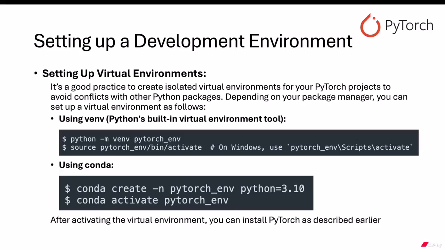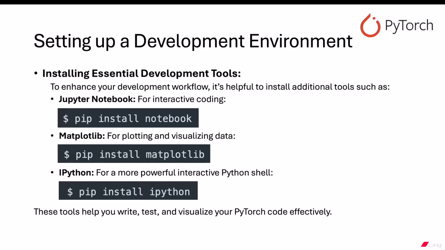Source pytorch_env/bin/activate. On Windows, you'll use pytorch_env\Scripts\activate. Now using conda, you can say conda create -n pytorch_env python=3.10, which is the version. Conda activate pytorch_env. After activating the virtual environment, you can install PyTorch as described earlier.